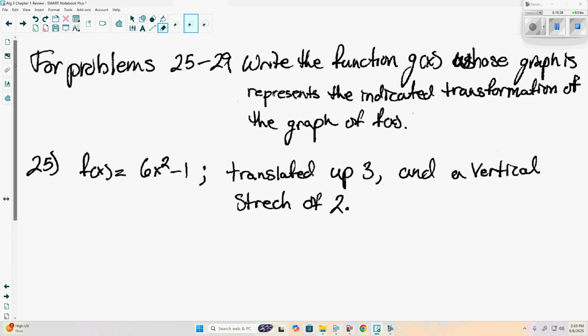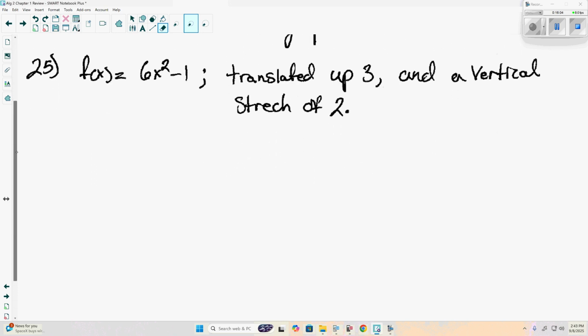So looking at 25 through 29, is there one of those in particular that y'all want to look at or see done? Any one of those that you struggled with or had trouble finding the equation for? Okay. Because if not, we'll just do 25 to start with, and then we'll pick another one.